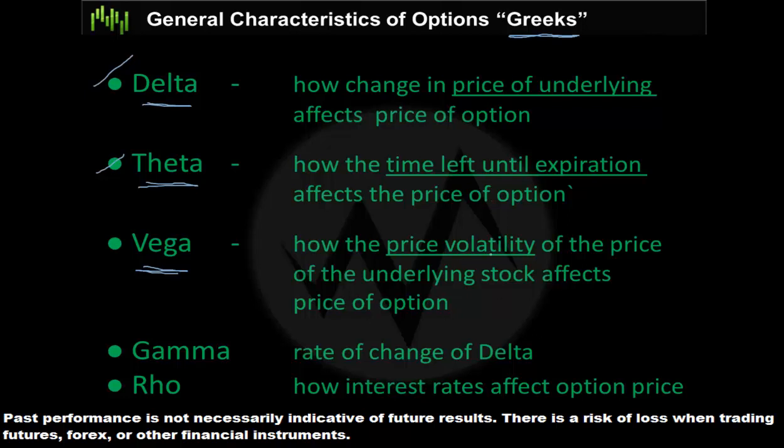Vega is how price volatility of the underlying affects the price of an option. And then gamma is the rate of change of delta. You're like, Dave, you kind of lost me. Gamma is a little bit more complicated. Then rho, we don't really talk about very much, is how interest rates affect the option price. The current market environment of interest rates is so low that rho doesn't really factor into the current pricing of options.